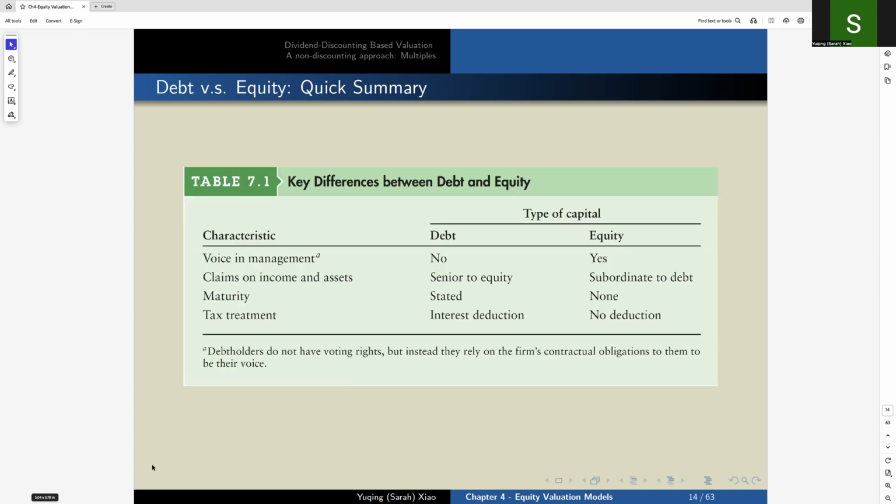So here's a quick summary table. On management, debt has no say, but equity has voting rights. On claims, creditors are senior, but equity is subordinate.